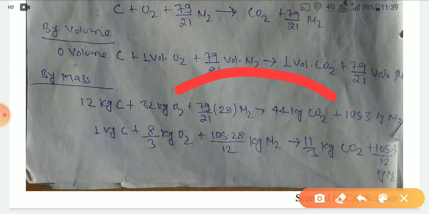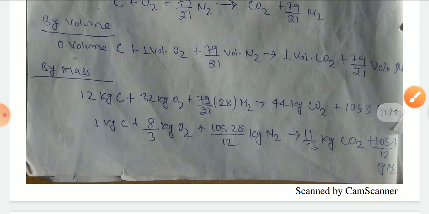If I write on the basis of 1 kg of carbon, it requires 8 by 3 kg of oxygen and 105.28 by 12 kg of nitrogen to give 11 by 3 kg of carbon dioxide plus 105.3 kg of nitrogen. So that is your main equation.